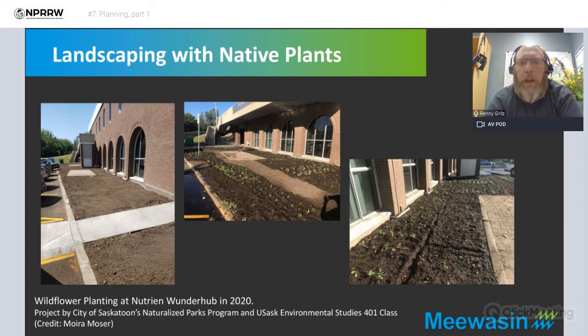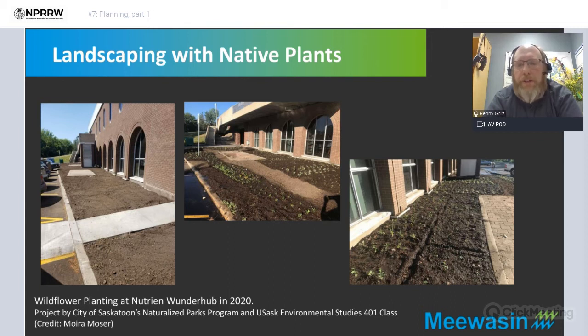And so these students were looking at ways to enhance pollinator habitat within the river valley, and they were looking for an opportunity. So this is the old Mendel Art Gallery. It's on the east side of the building facing the South Saskatchewan River and the Meewasin Trail. And there was an opportunity to do a demonstration garden of different wildflowers. Moira was leading this project and worked with these students. They sourced local wildflowers from a local company, and the students helped plant these wildflowers with Moira and her team.